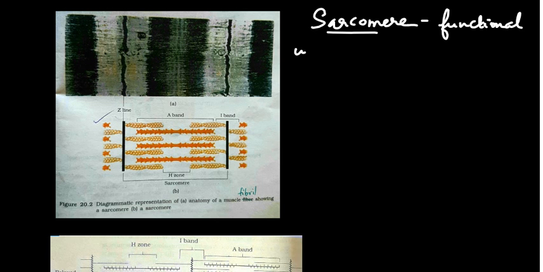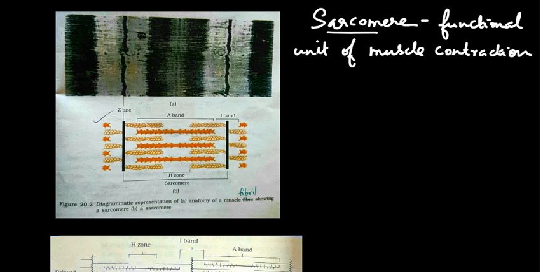The functional unit of a skeletal muscle is called sarcomere. Sarcomere is the functional unit of muscle contraction. Now, muscles are able to contract and relax due to the presence of two proteins, actin as well as myosin.